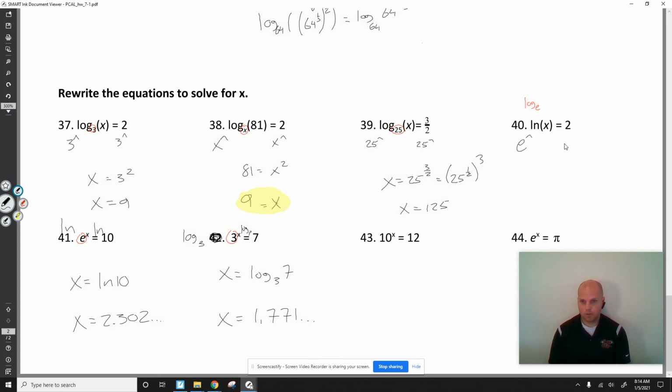E to the power undoes the log base e. So here I get x equals e squared. You don't have to worry about simplifying e squared to figure out what that is. Last two, the answers are decimals, obviously. 10 to what power is 12? Well, it's something a little bit bigger than 1.